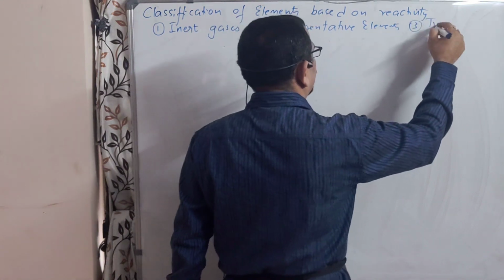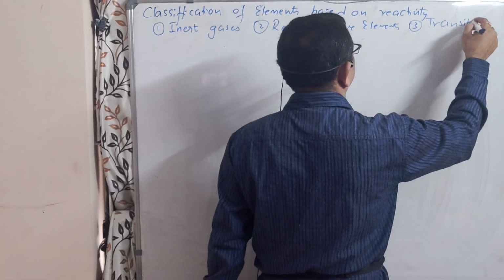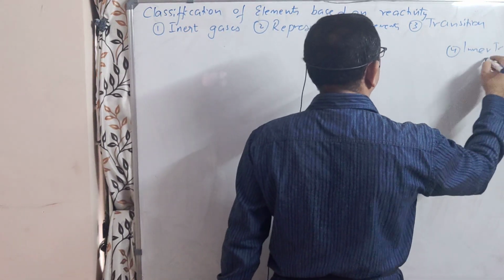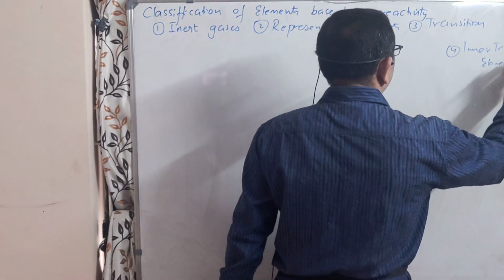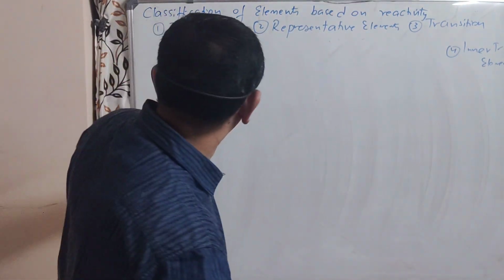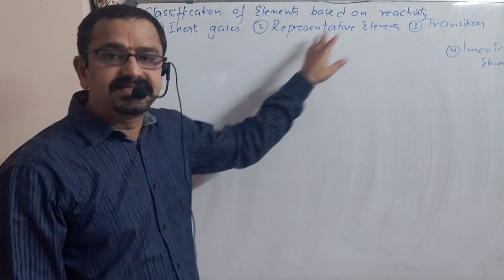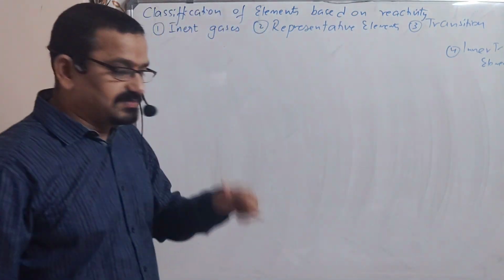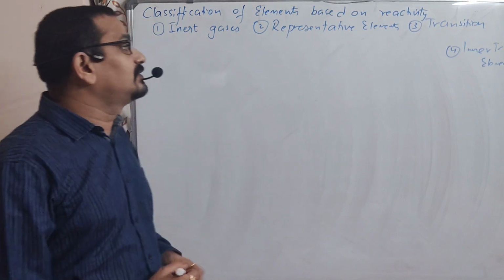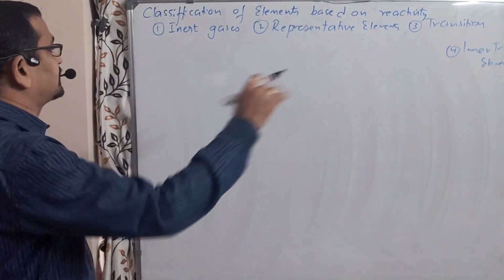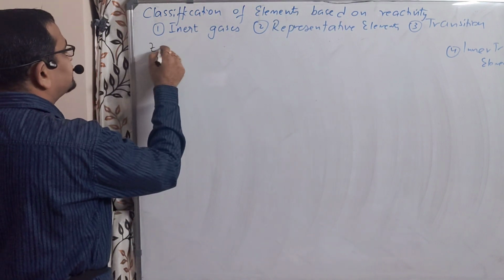Third one is transition elements, and fourth one is inner transition elements. So there are 4 categories with respect to reactivity. What are they? Inert gases, representative elements, transition and inner transition elements. Even though this is not specified in the NCERT textbook, we have to go through it because for competitive exams this classification is very important.